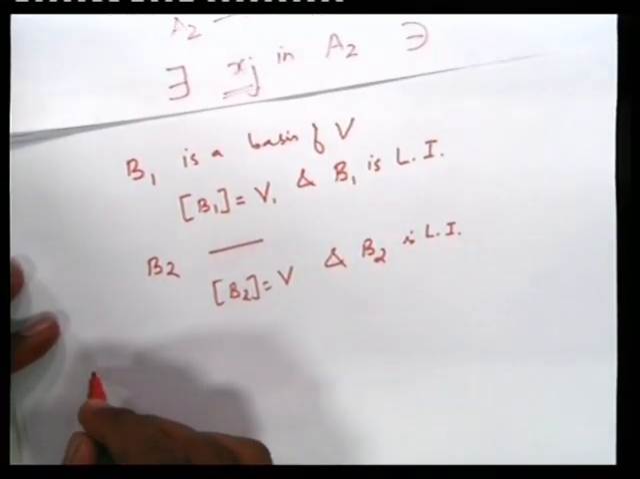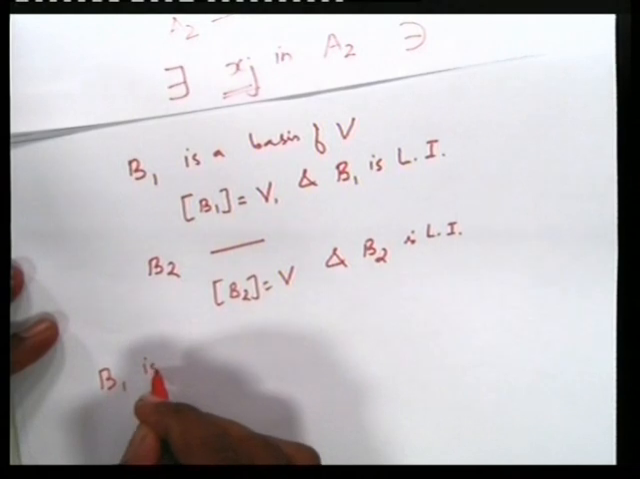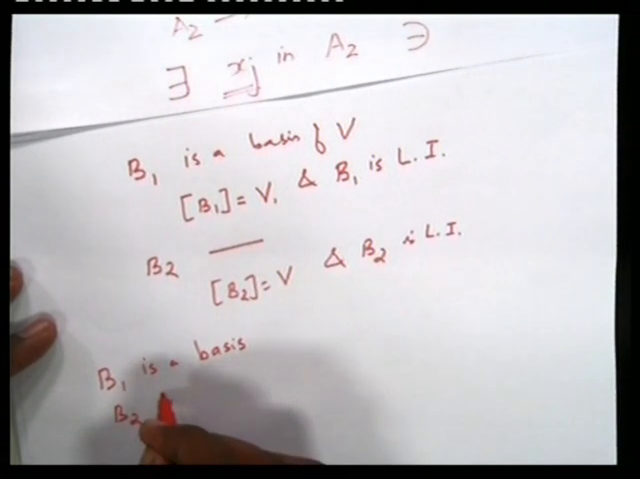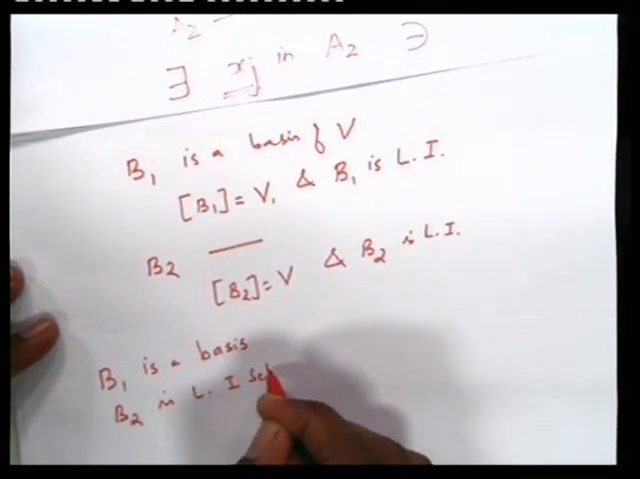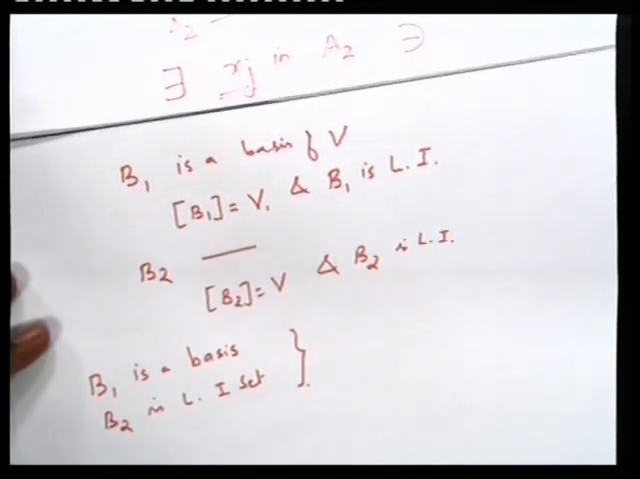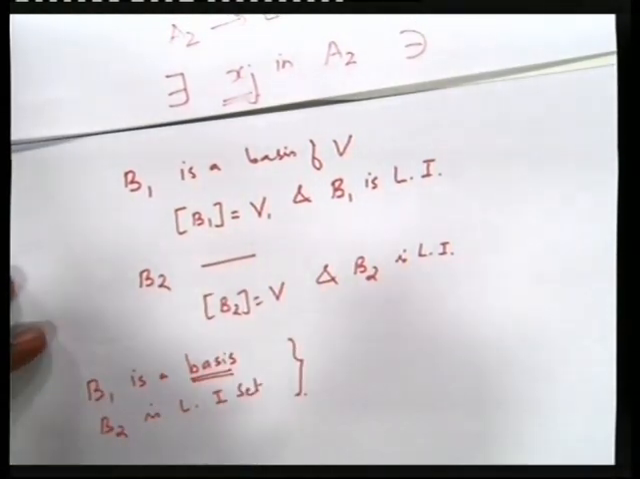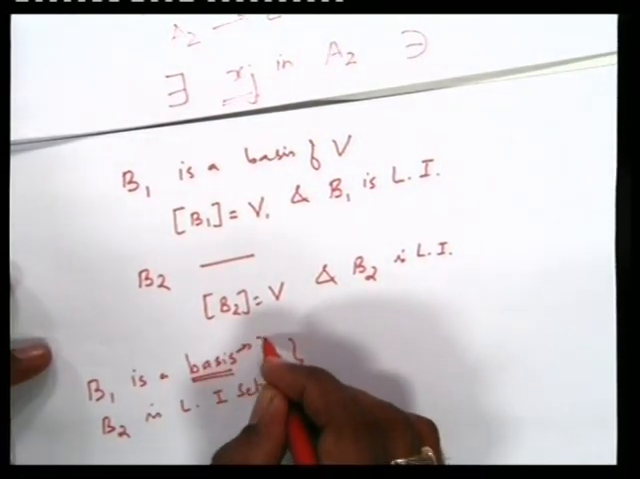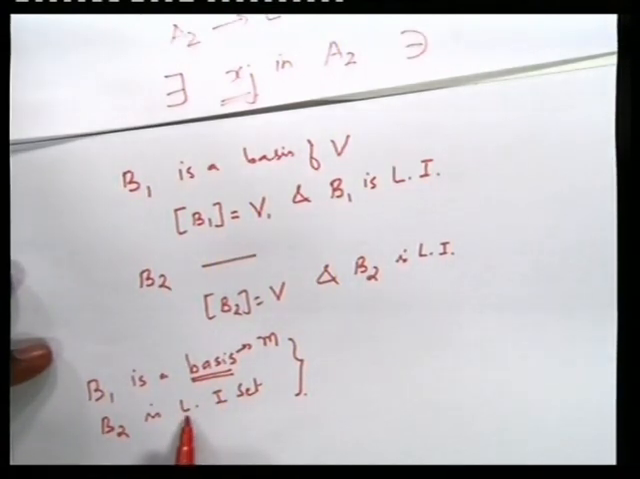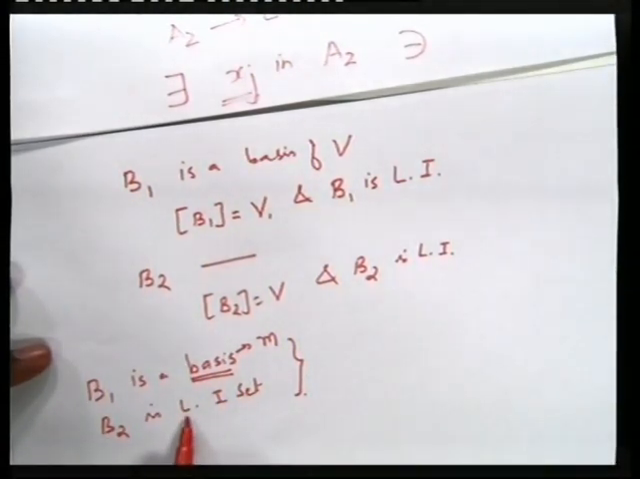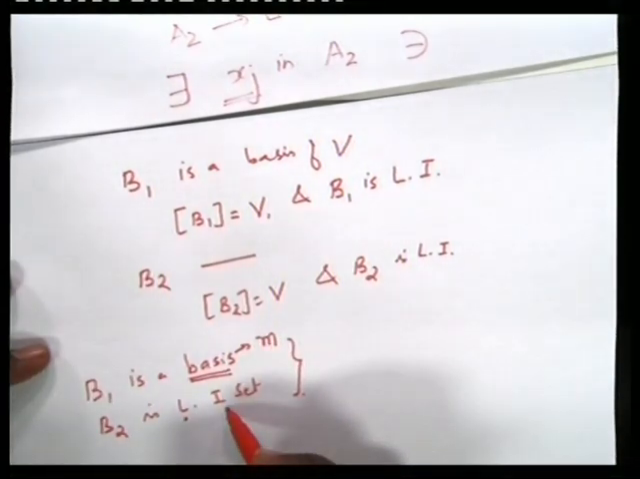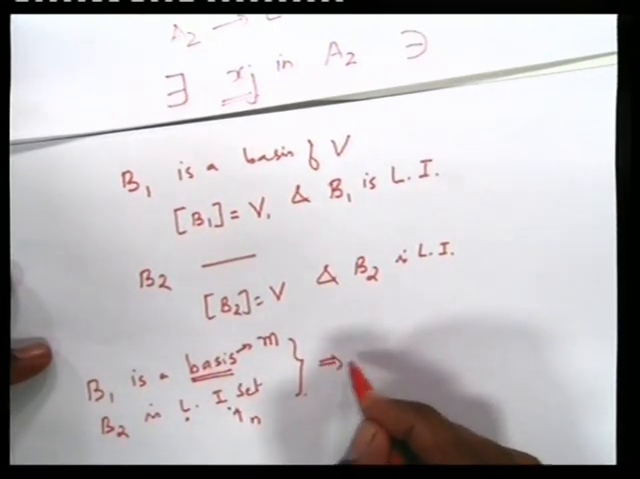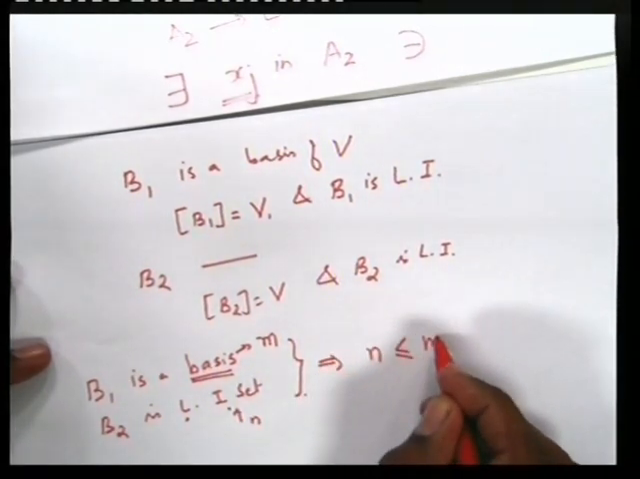Now say B1 is a basis and consider B2 is a linearly independent set. What can we conclude from this? We know that a basis contains the maximum number of linearly independent vectors, and the number of elements in the basis is m, and the number of vectors in any linearly independent set is always less than or equal to the number of vectors in a basis, and B2 contains n elements. This implies n will always be less than or equal to m.